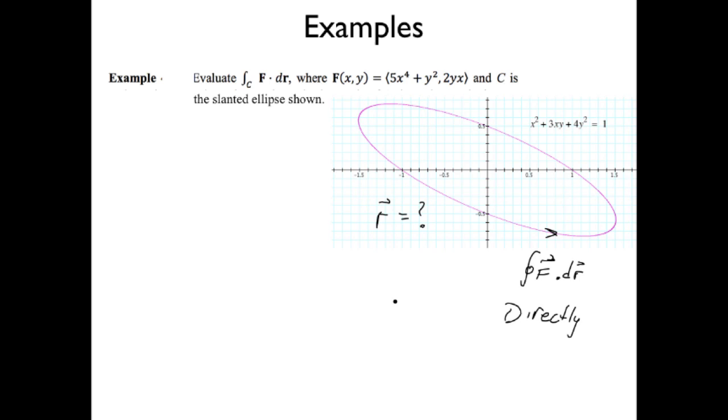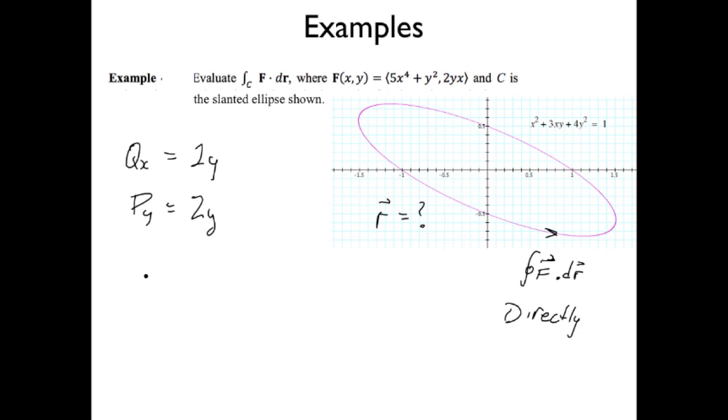Excited? Which way do you want to do it? You want to do the double integral? Ouch. Slanted ellipse. Anyone notice anything yet? Why is it conservative? Qx is 2y. 2y. Phew. Right?